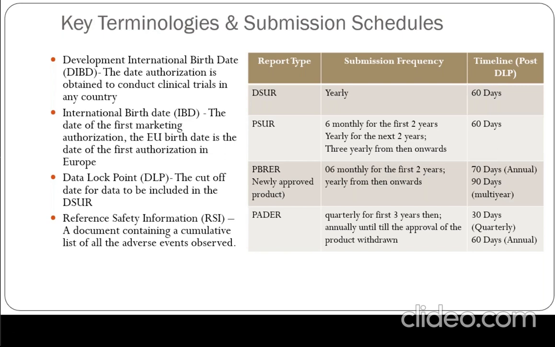So when it comes to the submission timelines, 30 days for a quarterly, which means the three-monthly payer, whereas 60 days for the annual payer. That's the submission timeline.